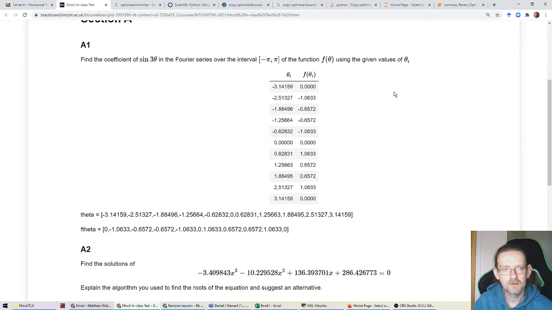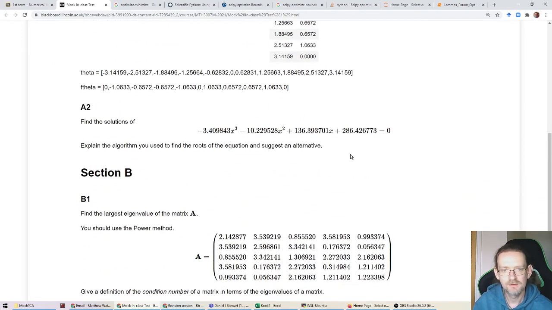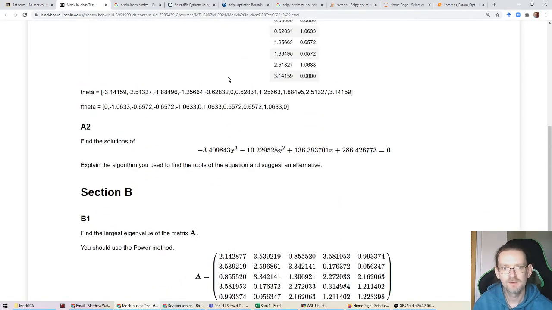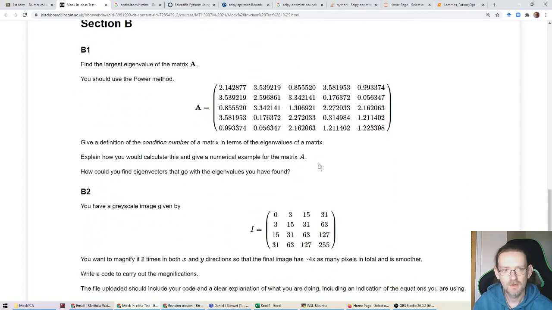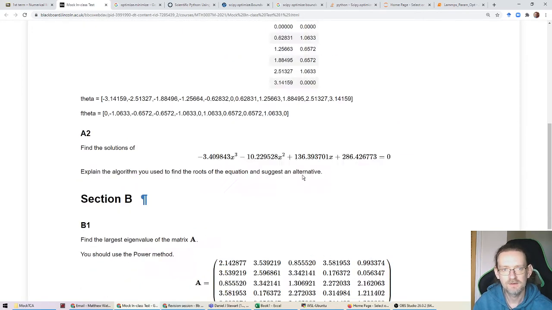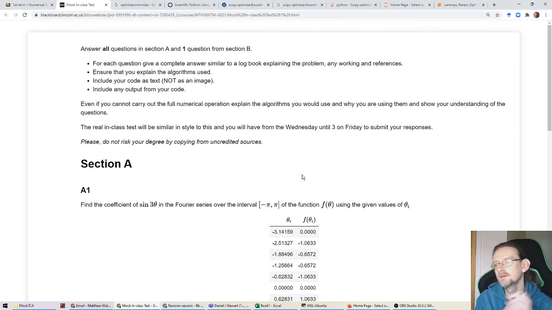So this is sort of what it will look like. There'll be 2 A questions and there'll be 2 B questions. You do both the A questions. You have your pick of the 2 B questions. And as I say, make sure you explain what you're doing. You work through giving all your working.